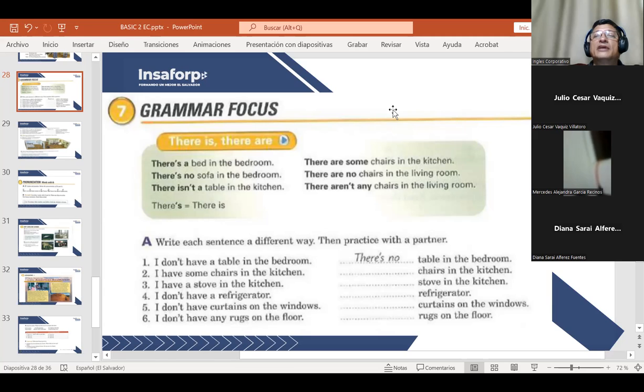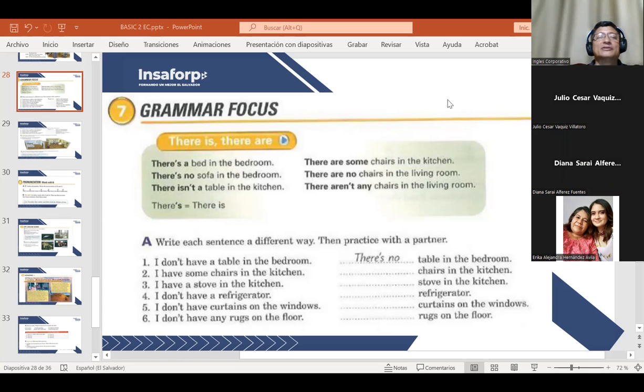Mercedes. Mercedes is going to room 2. Mercedes, ya la mandé al grupo. Eso, Mercedes. Thank you.